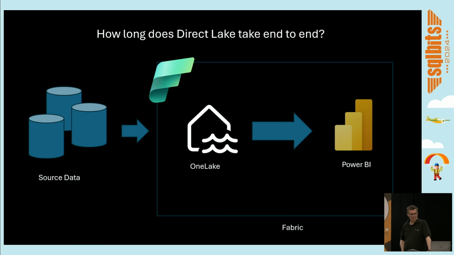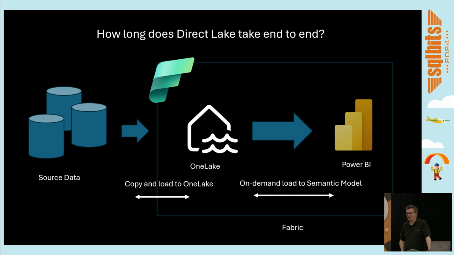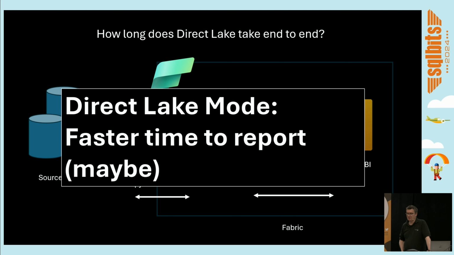Because in Direct Lake mode, you're still copying your data. You're copying it into OneLake. That doesn't go away. Turns out that that can be done quite efficiently. And then you've just got that on-demand load into your Direct Lake semantic model, which you don't need to wait for except at query time, which should only take, hopefully, a couple of seconds. So you've effectively taken out that import mode refresh step. So overall, you're going to get the data to your end users faster.